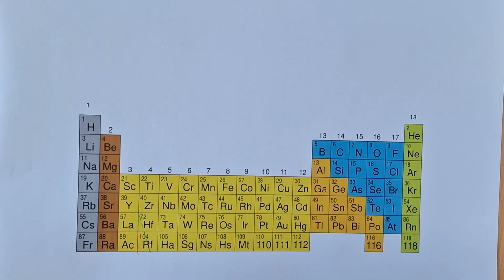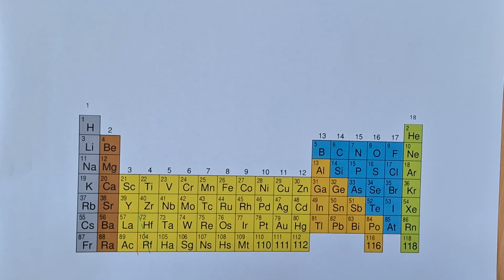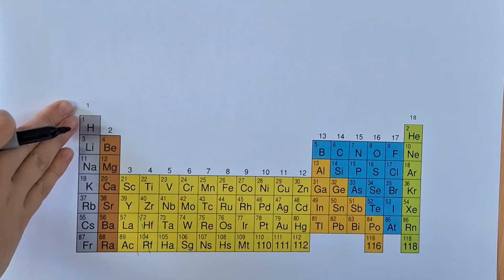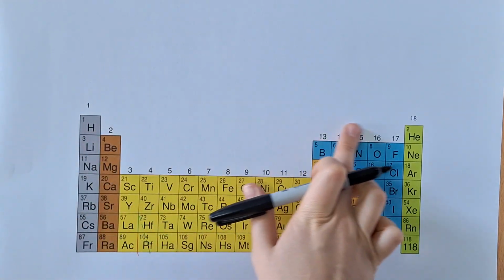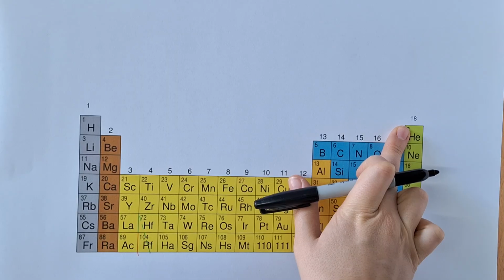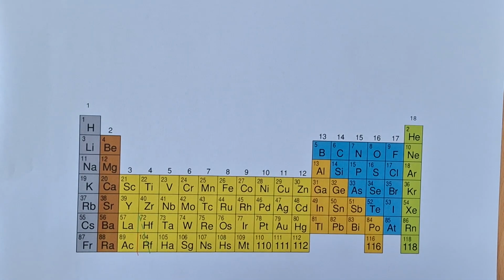So I've printed out a periodic table so that I can demonstrate to you how to calculate the charge on an ion. At the moment, looking at this periodic table, we can see all of our different elements ranging from group 1 all the way through to group 18 at the other end. All the elements that you can see on the periodic table are currently neutral. That means that they don't have a charge.